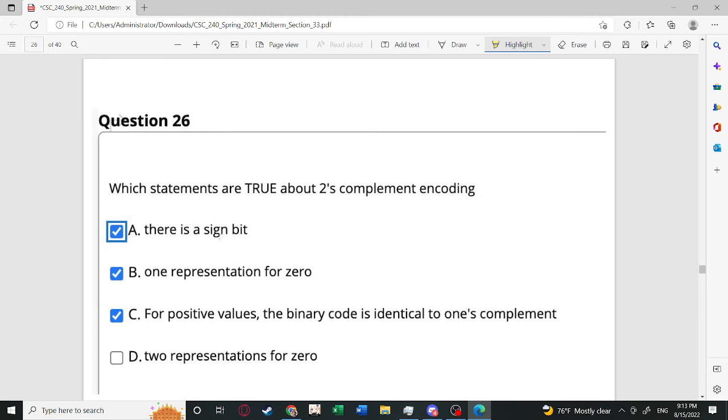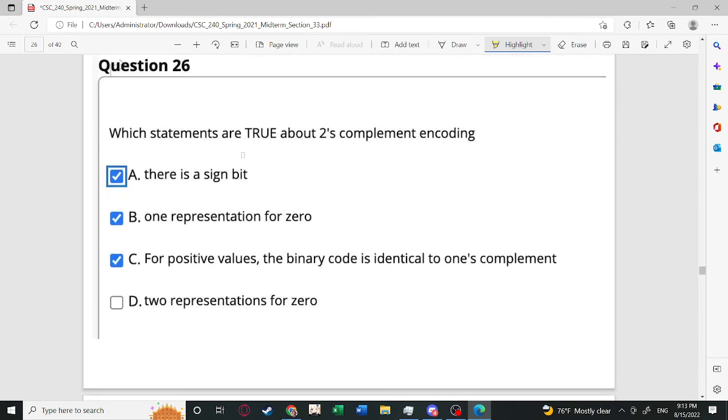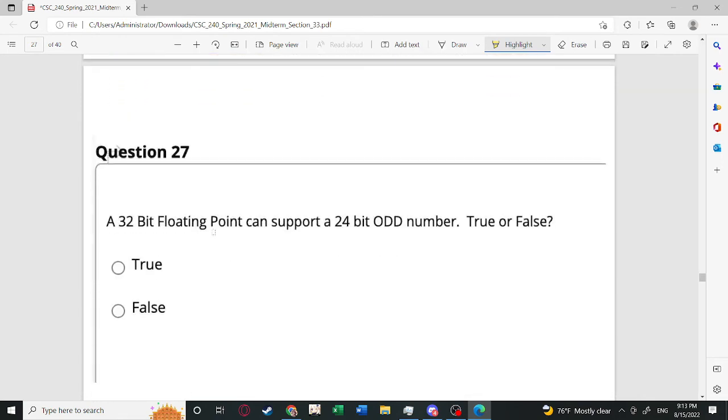This is, let's see, true. So this is 5 bits. Yes, this one's correct. Let's highlight all the answers. Remember, this is a multiple answer question. If you don't fill in these 3 answers, you don't get points. You have to fill in all 3. And this one is true.